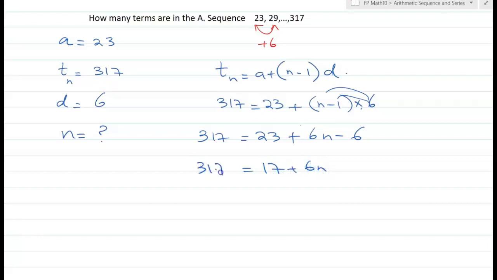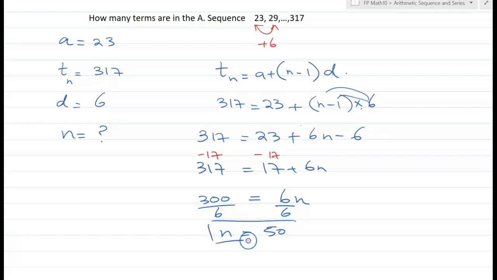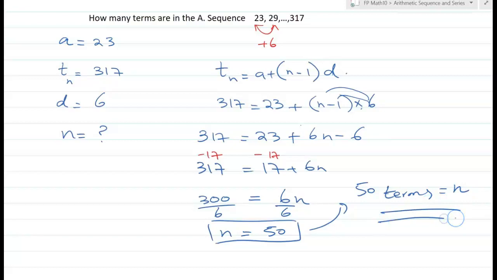We have 317 on the other side. We're solving for n, so we have to subtract 17 from both sides. And we get this equation, 300 equals 6n. Divide both sides by 6, and basically n equals 50. That means this sequence has 50 terms, which is equal to n. All right, that's basically it. That's the end of the arithmetic sequence section.